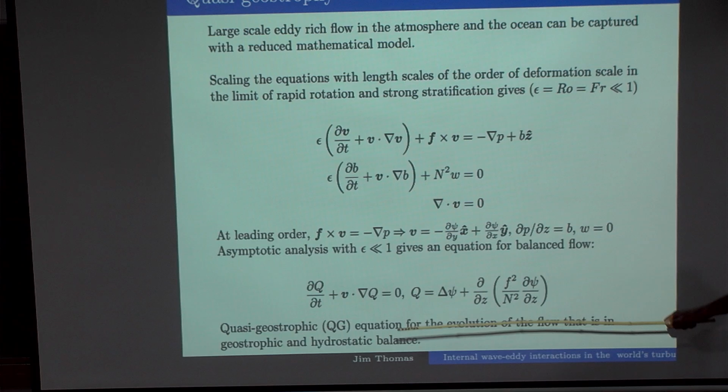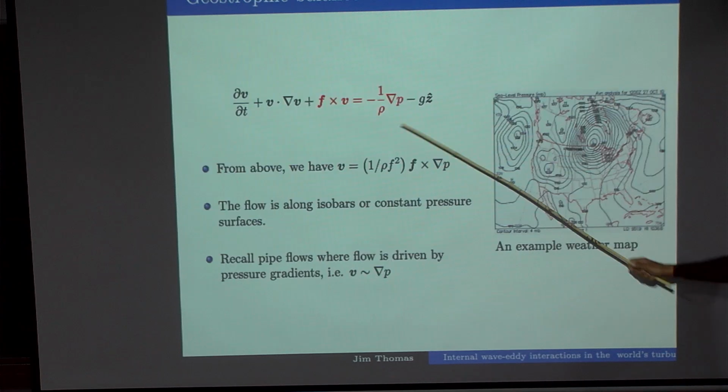By using asymptotic analysis, you can derive a new partial differential equation for just this component, the geostrophic balance component. Keep in mind, the equations that we have contain a lot of motions and a lot of complexity. You can ask, I care only about this particular component, the component of the flow that's in geostrophic balance.